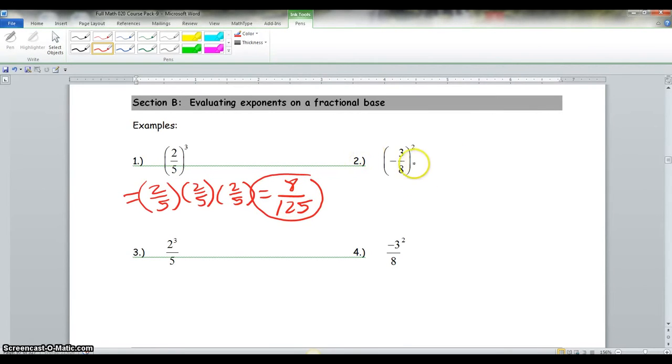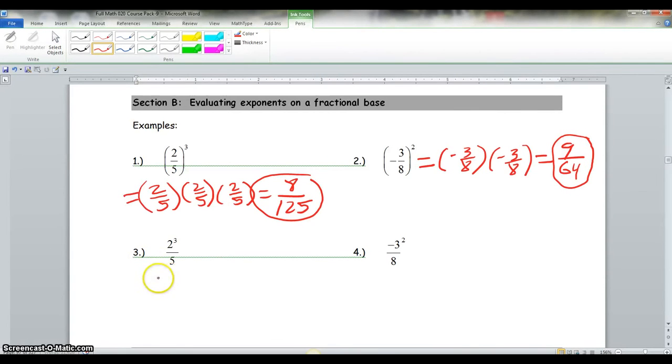Now we have number 2. Same thing, we cannot simplify anything here. So we will write this as a negative 3/8 times a negative 3/8. A negative times a negative, we know is positive. 3 times 3 is 9. And 8 times 8 is 64. So it's 9 over 64.